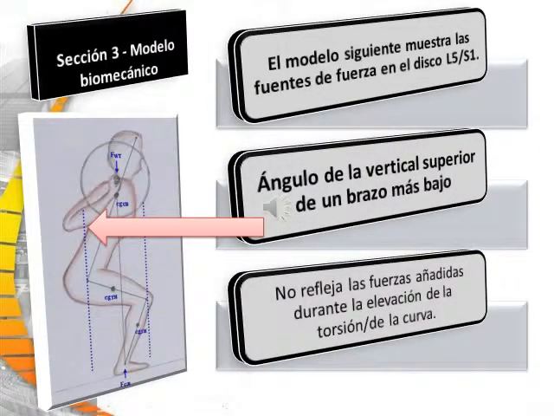The following model shows sources of force on the L5-S1 disc. Here we have the angle from the upper vertical of the lower arm. It does not reflect the added forces during twist or bending and lifting.